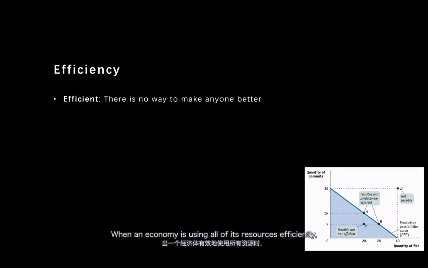When an economy is using all of its resources efficiently, the only way one person can be made better off is by rearranging the use of resources in such a way that the change makes someone else worse off. An economy is efficient if there is no way to make anyone better off without making at least one person worse off.